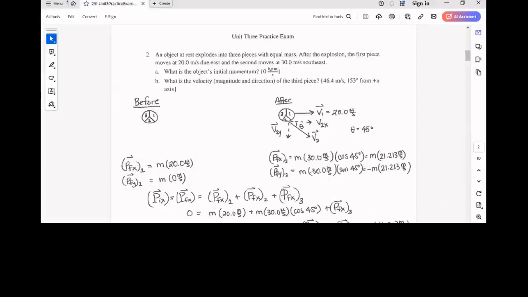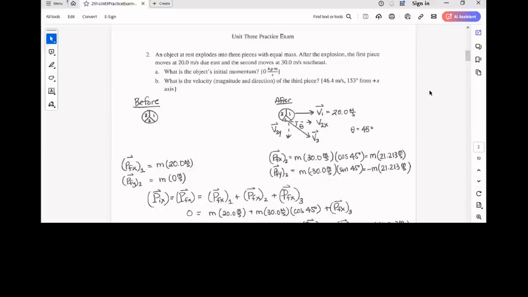Number 2, an object at rest explodes into 3 pieces with equal mass. After the explosion, the first piece moves at 20.0 meters per second due east, and the second moves at 30.0 meters per second southeast. What's the object's initial momentum? What's the velocity of the third piece?